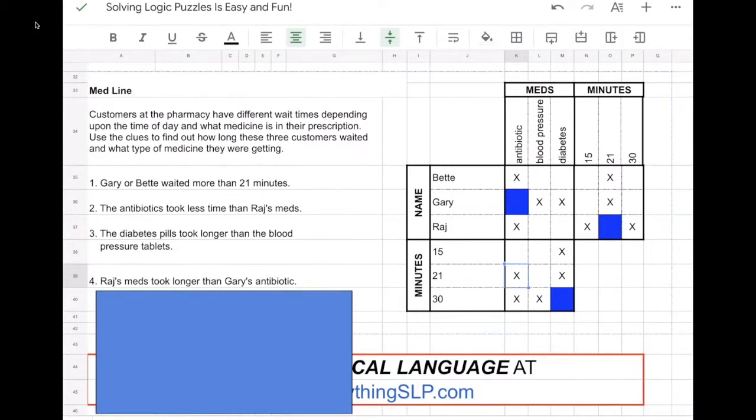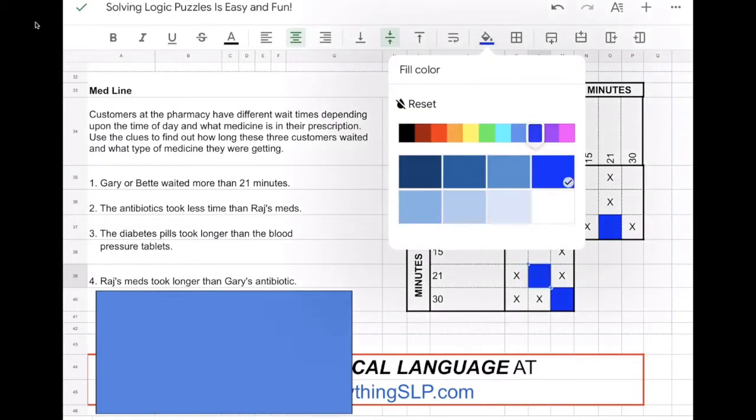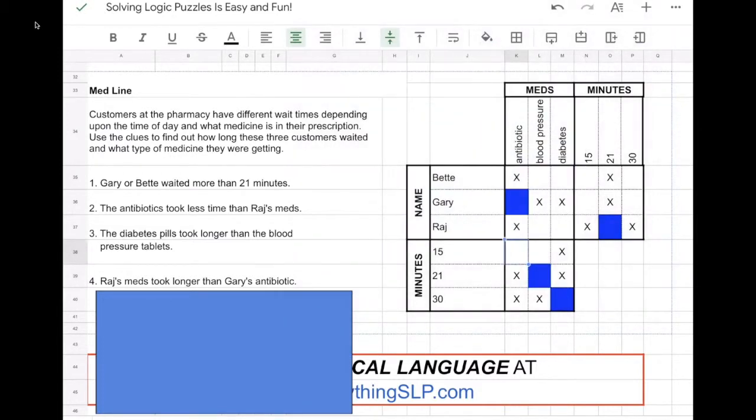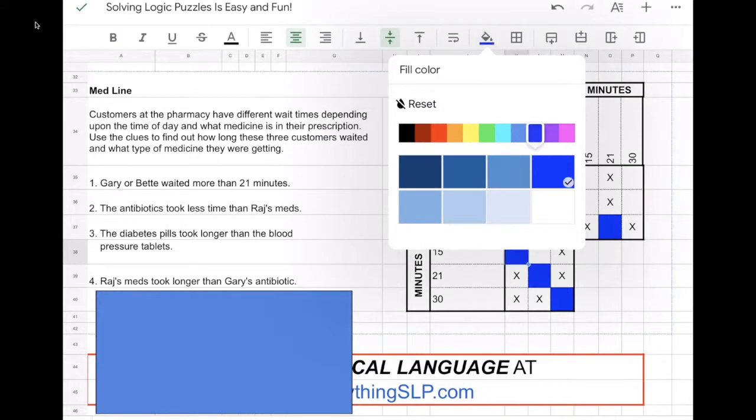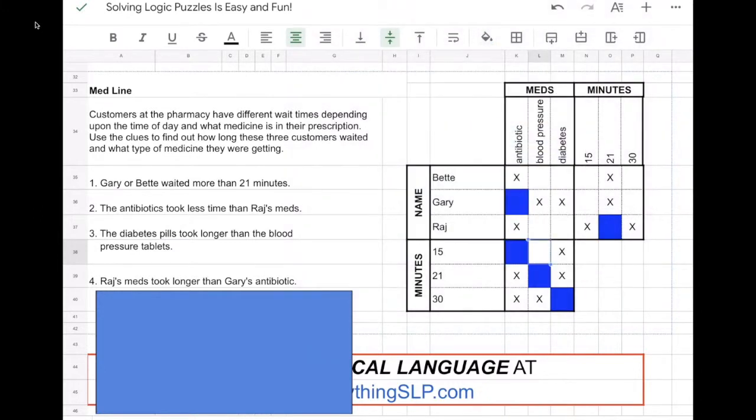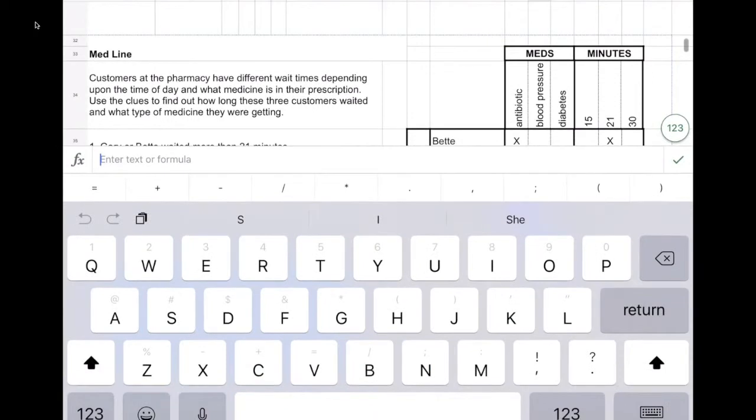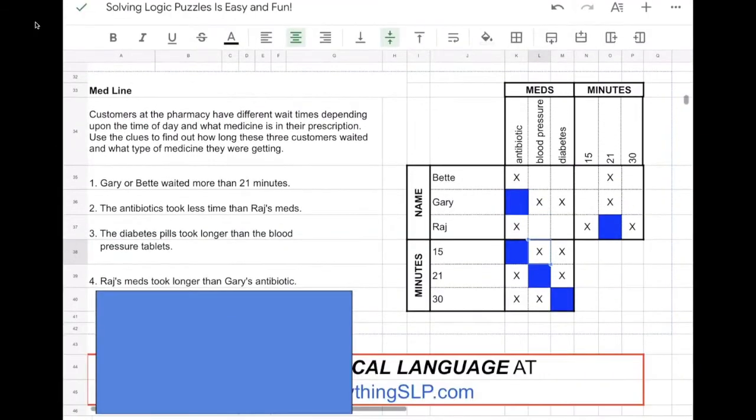Okay, and that gives us a couple more answers. We can fill this one in, and up here, that's the only one left up there. We'll fill that one in. Cross out this little one that is not true. We got lots of information there. Let's see what else we can find.